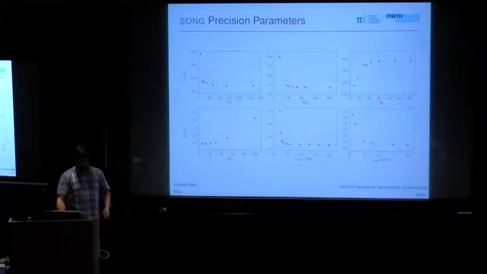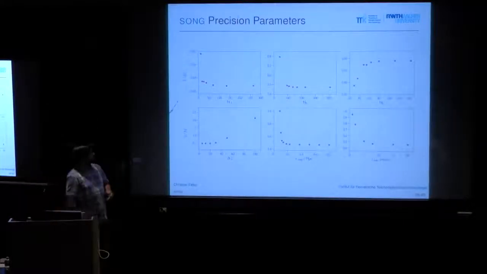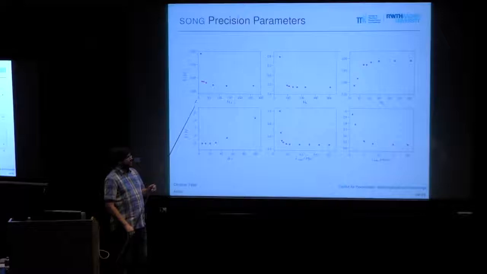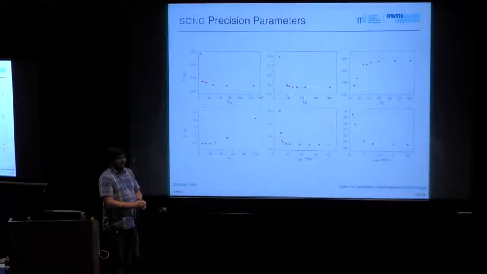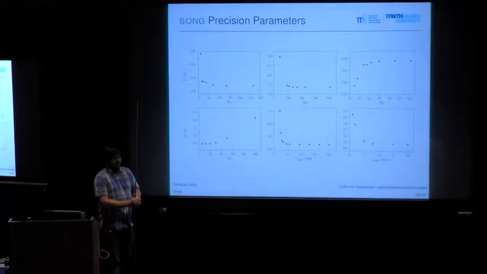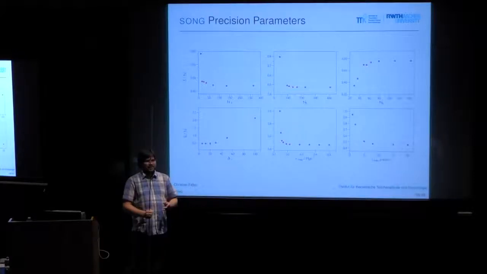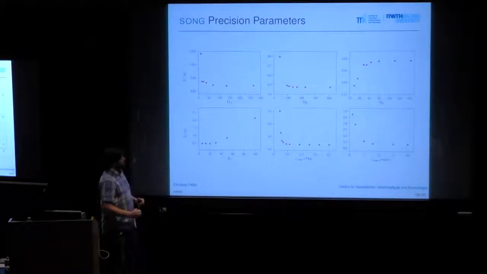Okay, then coming to the precision parameters. And the precision parameters are very important because in CLASS you can say, okay, if I want to have a very, very well converged result, I'm just going to take 10 seconds and let the code compute.